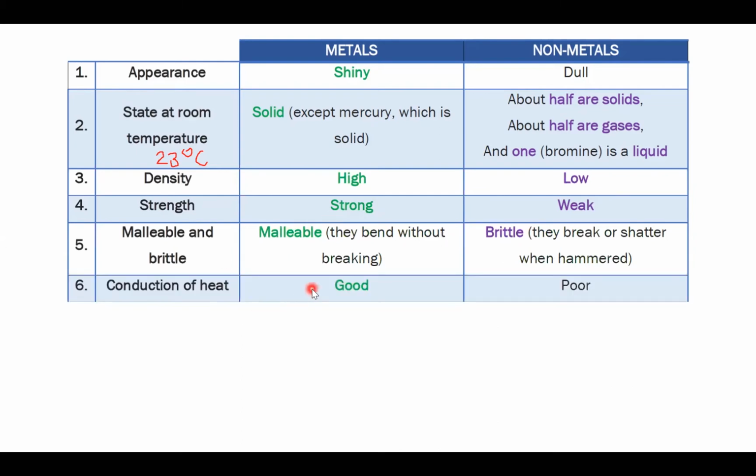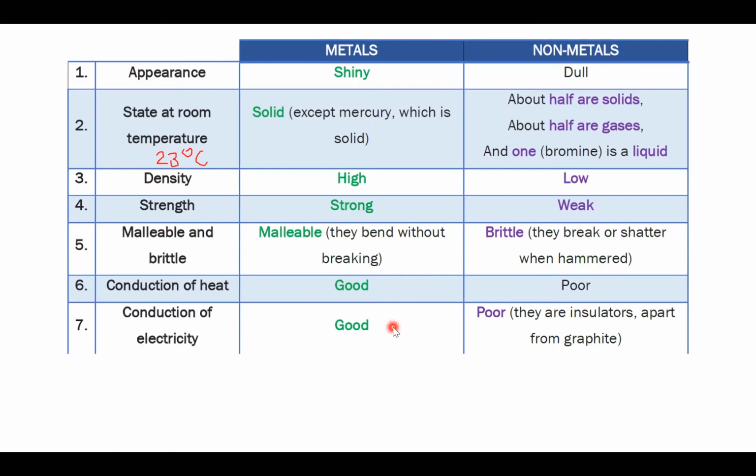Metals are good conductors of heat, while non-metals are poor conductors of heat. What does that mean? That means metals heat up easily, while non-metals do not heat up easily. Let me give you an example. Iron can heat up really fast, while rubber heats up quite slowly, or it doesn't heat up at all.